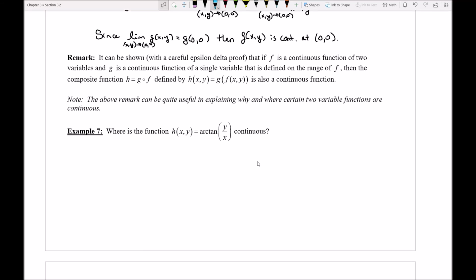Another important thing to talk about with continuity is how does the composition of two different functions affect continuity? Well, as I state here in this remark, it can be shown, using a very careful epsilon delta proof, that if a function f is a continuous function of two variables, and g is a continuous function of a single variable, then it is the case that you could do this sort of a composition.